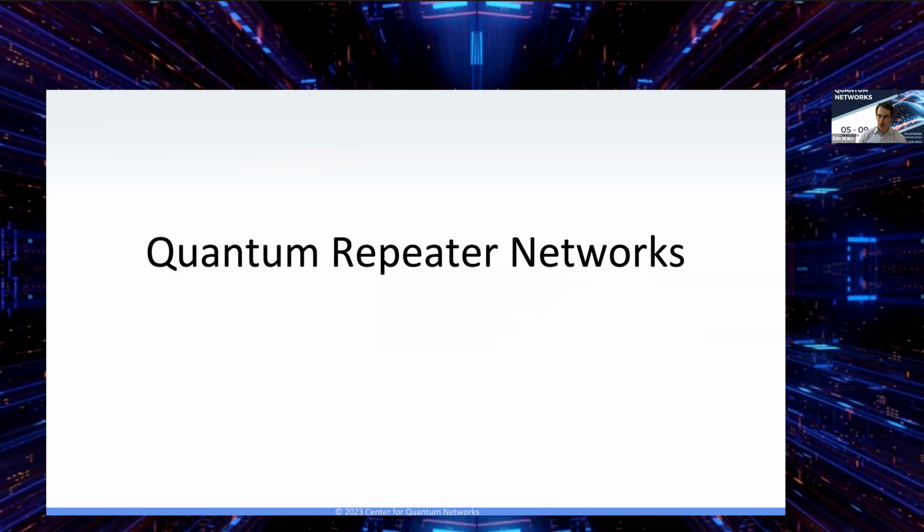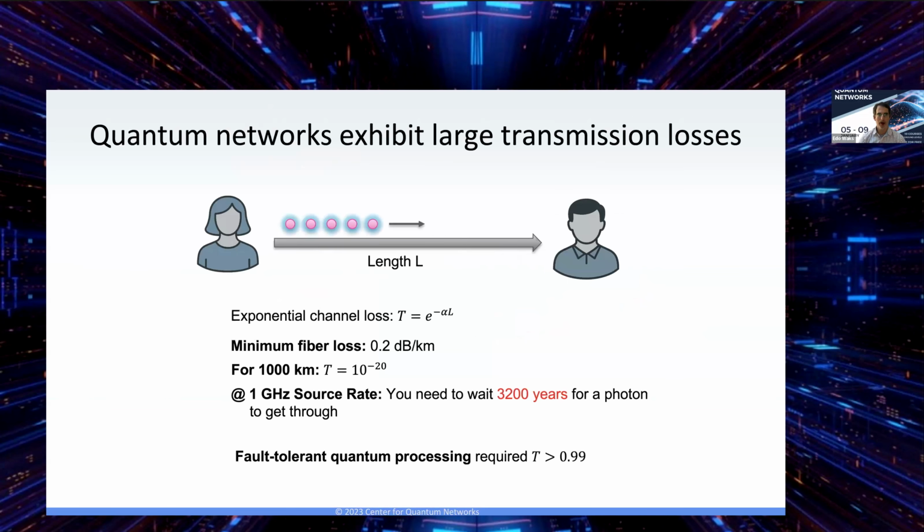So, having gotten a little bit of the background of how quantum networks distribute quantum entanglement, let me move on to the next subject, which is the quantum repeater networks, which were probably the first examples of a useful function for a quantum network. So, the problem that quantum repeater networks are addressing is that of large transmission losses. If you try to directly transmit qubits through, say, an optical fiber, you suffer exponential channel loss.